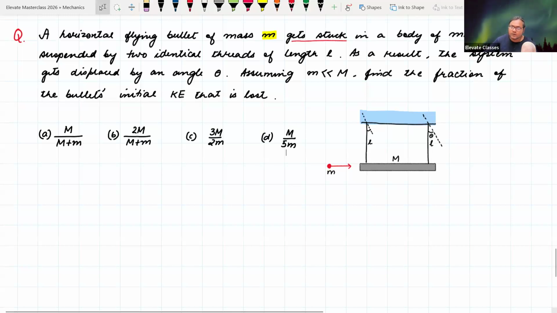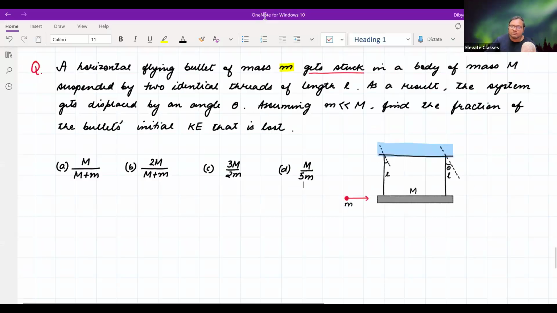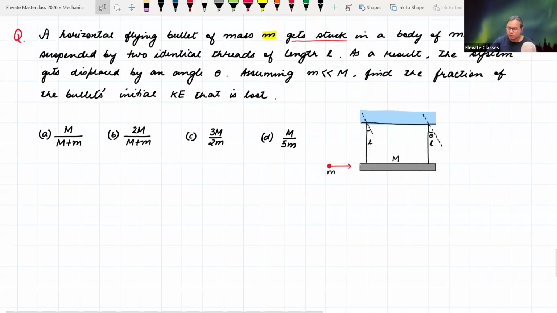Try this. So you essentially have a pendulum of mass capital M suspended by two strings, and a bullet comes and hits the pendulum, and because it is a perfectly inelastic collision, it gets stuck to the pendulum. So assuming small m is very, very small compared to capital M, what is the fraction of the bullet's initial kinetic energy that is lost? You can take velocity v naught or whatever. Try it.